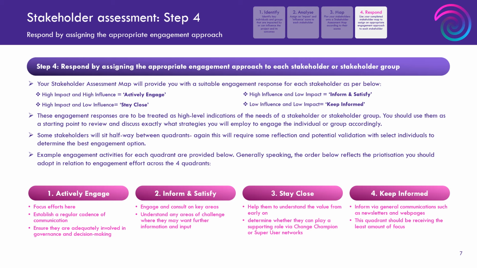Whereas if they're in the stay close quadrant, number 3 here, it's more about just helping them to make sure they understand the value and then determining whether they can play a supporting role. They might be a super user or a change champion or something along those lines, depending on your change program. And there are obviously a load of different things you can do for each of these quadrants. It's really up to you and what your business activity is usually like. But it just helps to guide the type of activity you're going to undertake with each stakeholder.